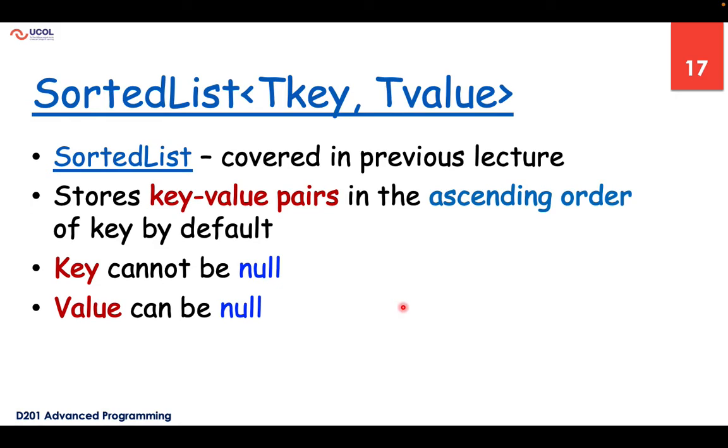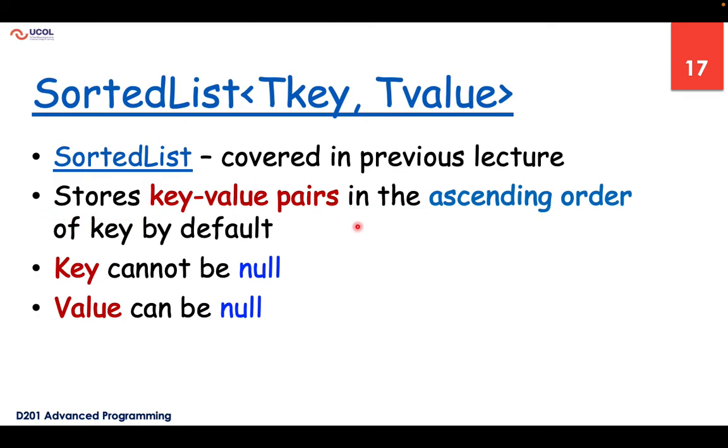We also have SortedList. In the SortedList, again we have a key and a value pair. These are generic types, and they become generic values, and then we can assign them different types when we are defining that particular SortedList. We have covered SortedList in the previous lecture.